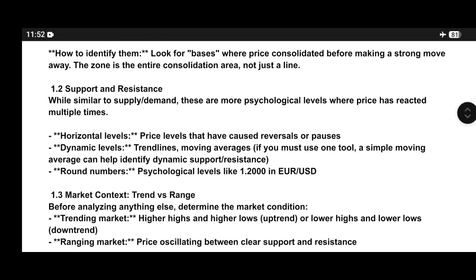So let's continue. Support and resistance, while similar to supply and demand, are more psychological levels where price has reacted multiple times. Understand? A psychological level is a rounded number that banks, hedge funds, and big institutions look at when they want to sell off or buy at a particular price.